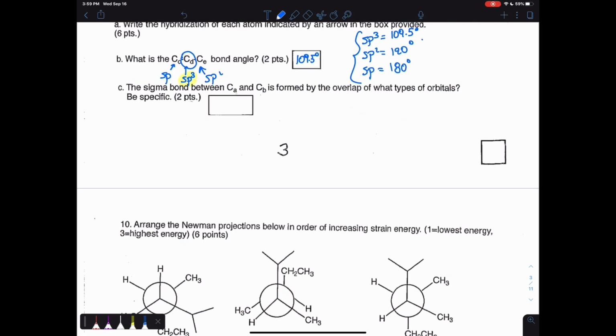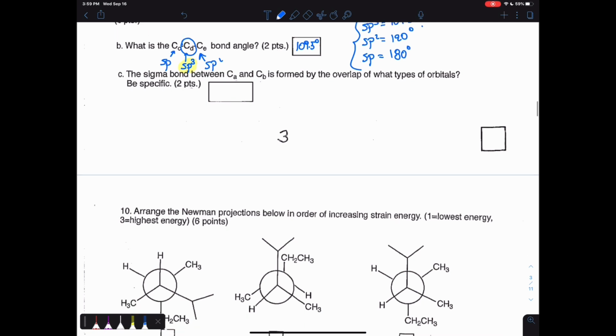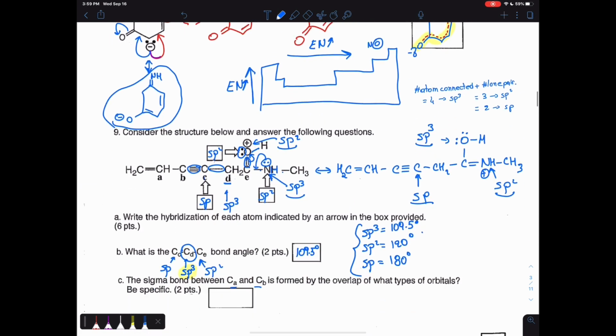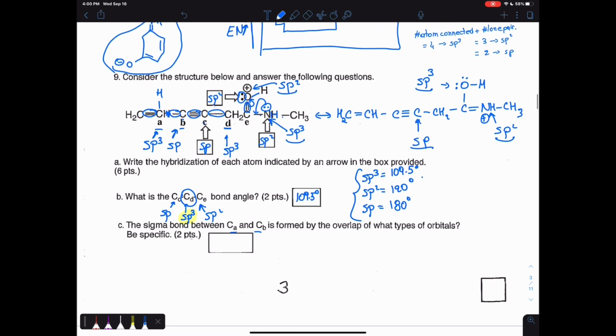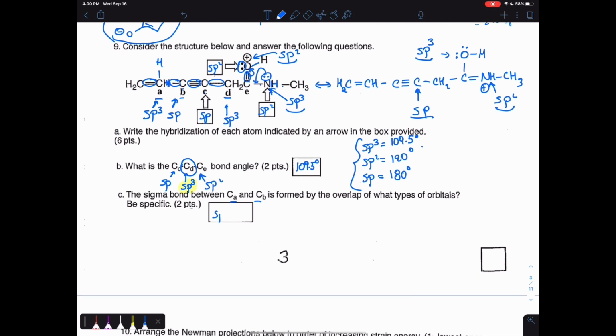So then it asks us the sigma bond between the Ca and Cb is formed by the overlap of what types of orbitals? Be specific. Ca and Cb. So if we go back and look at Ca and Cb, this carbon right here is 1, 2, so it's connected to one carbon, and then there's a hydrogen, and then another carbon, so we know it's sp3, and then B, we know it's connected to two atoms, making it just sp. So the overlap of the orbital sp3 and sp.